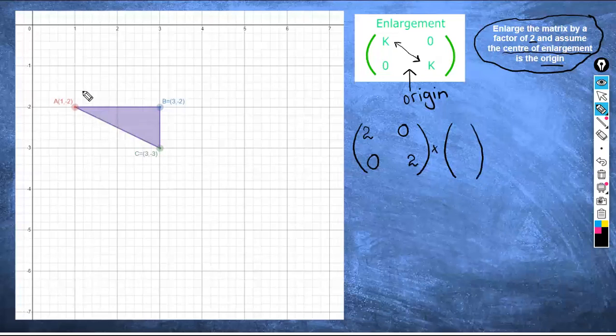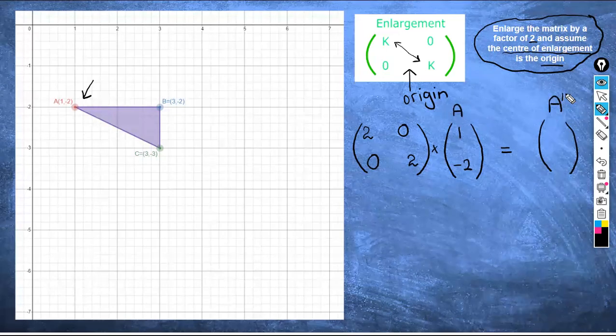Let's start with point A. Isn't A (1, -2)? You put the 1 on top and the minus 2 underneath. The X always goes on top. The Y goes underneath. You think you all could do this calculation for me and tell me what you get for A prime? This is A. And when you take this matrix and you multiply by A, you are going to get A prime.